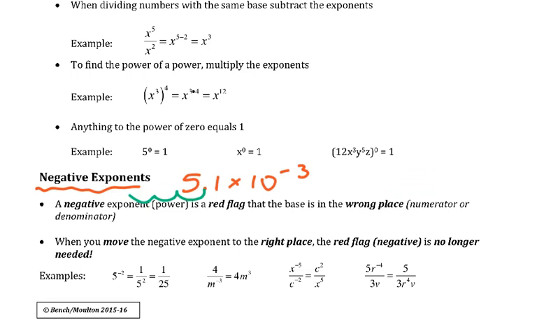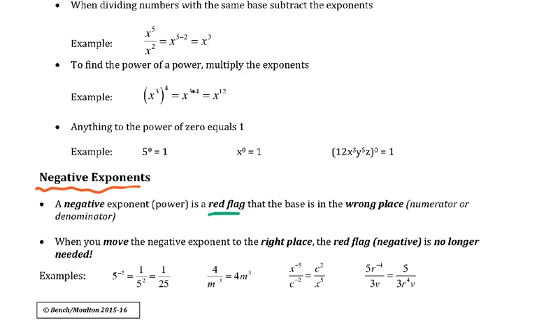So negative exponents, the way we deal with them when we're multiplying polynomials is you look at it kind of as a red flag. A red flag is like a warning. It's just kind of a signal that our base is in the wrong location. So if we're talking about a fraction, if a number has a negative exponent and it's in the numerator, it means this actually goes in the denominator. So we'll talk about that as we do a lot of these examples.